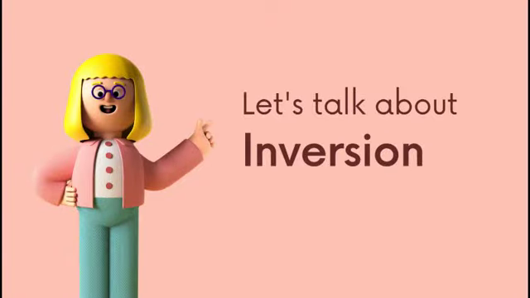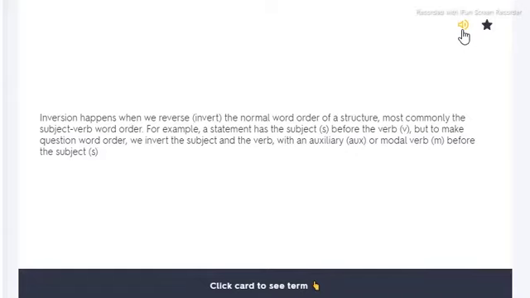For the first topic, let's talk about inversion. Inversion happens when we reverse the normal word order of a structure, most commonly the subject-verb word order. For example, a statement has a subject before the verb, but to make question word order, we invert the subject and the verb with an auxiliary or modal verb before the subject.